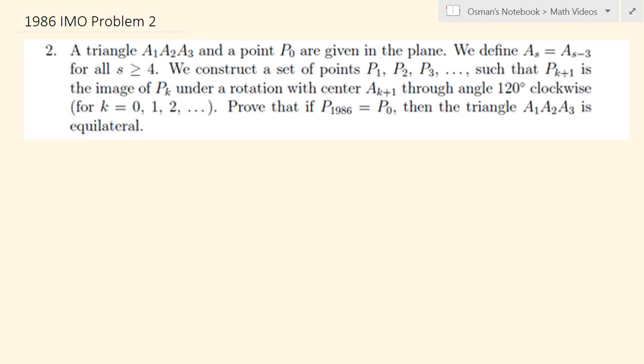Hello everybody. In this lecture we will be going over 1986 IMO problem number 2. Here's a view of this problem. We're given a triangle A1, A2, A3. Let me go ahead and draw this triangle. A1, A2, A3, and then another point on the plane.